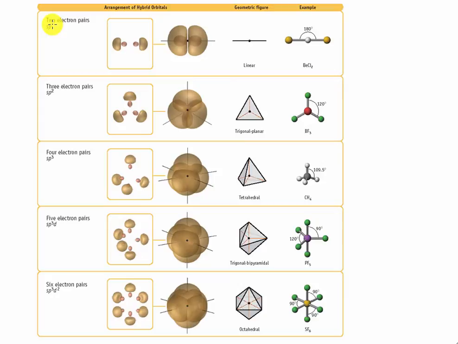Alright, so I've got a chart here that summarizes these for you. If we look here, we've got our 2 electron pairs, that would be sp, and that would be our linear shape. Now for our trigonal planar structure, we have sp2 hybridization. So anything with this trigonal planar structure is going to have sp2 hybridized orbitals. Anything with a tetrahedral structure is going to be sp3 hybridized orbitals because it's going to have 1, 2, 3, 4 areas around it.